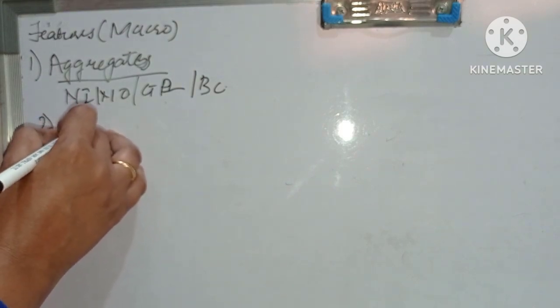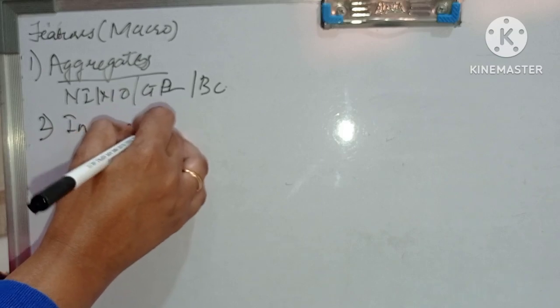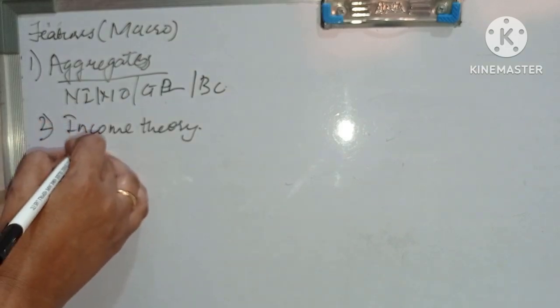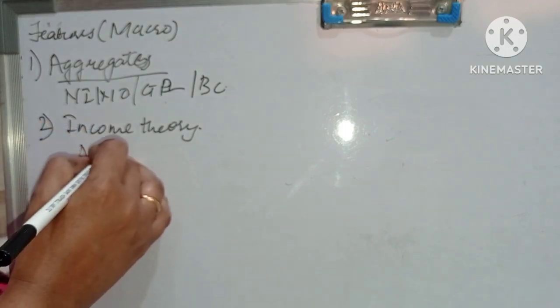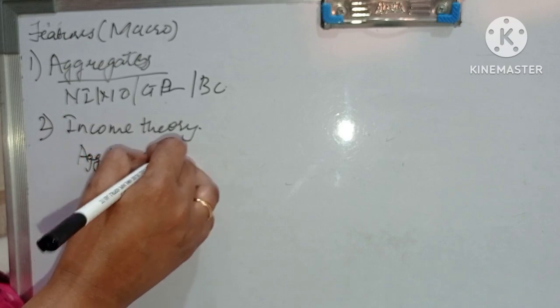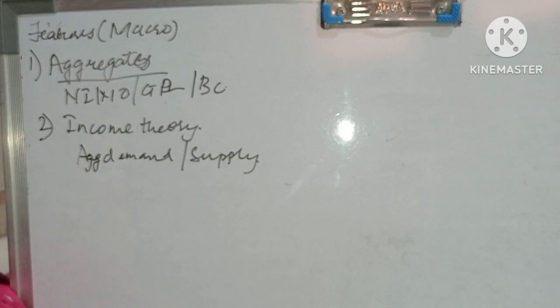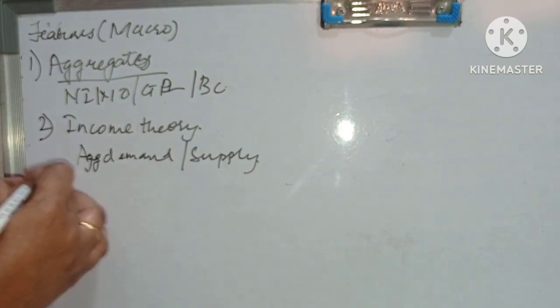Then comes the income theory. Macroeconomics studies the concept of national income, its different elements, methods of measurement, and social accounting. It deals with aggregate demand and aggregate supply. It explains the causes of fluctuations in income that lead to business cycles, that is inflation and deflation.